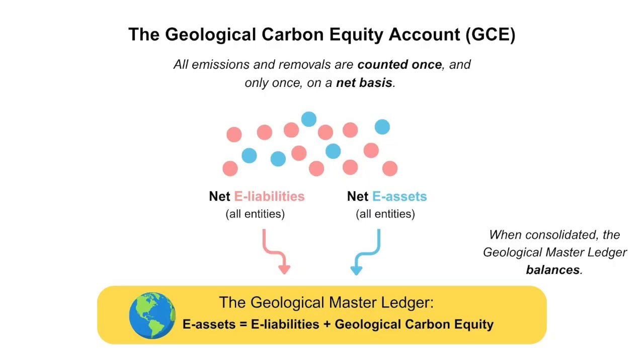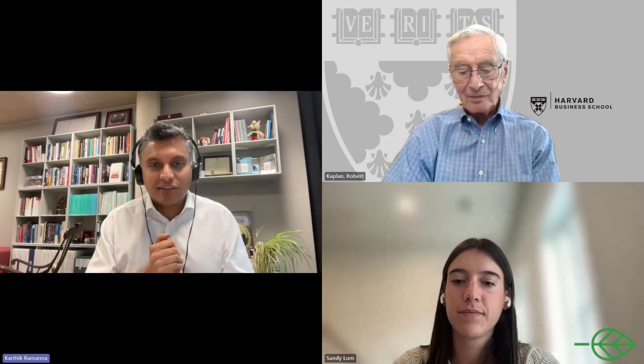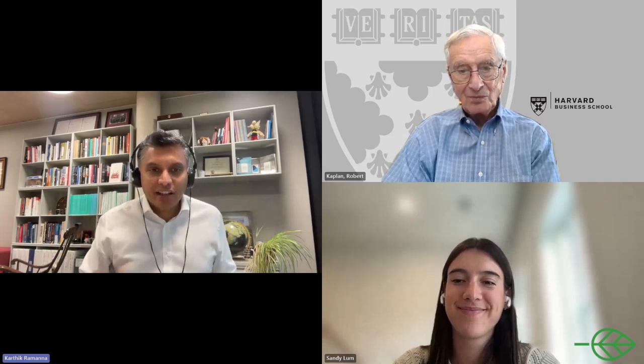Because the whole point of this exercise is to get a geological net zero, not for any one company or any one country to get to net zero, but for the world, the earth, to get to net zero. That is represented in this fundamental accounting equation. And that is the strength of the e-ledger system. Let me pause there and turn it back to you, Bob, for some closing thoughts.